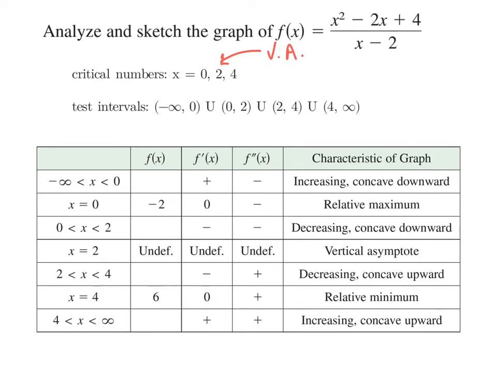We talked about the vertical asymptote, so from 2 to 4, I get negative first derivative, positive second. That's decreasing, but concave up. And then at x equals 4, that's that lovely relative min point, and it's a minimum because it returns a value here. It's 0 for your first derivative and positive for the second, so that's going to be a relative minimum or a local minimum. And then our last interval is between 4 and infinity, and the first and second derivatives both create positive outcomes. And that's going to mean an increasing function that's concave up at that point.